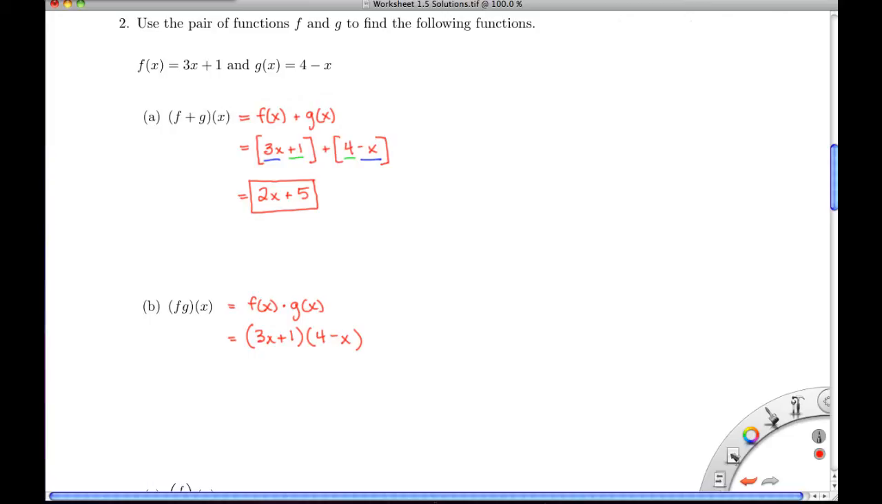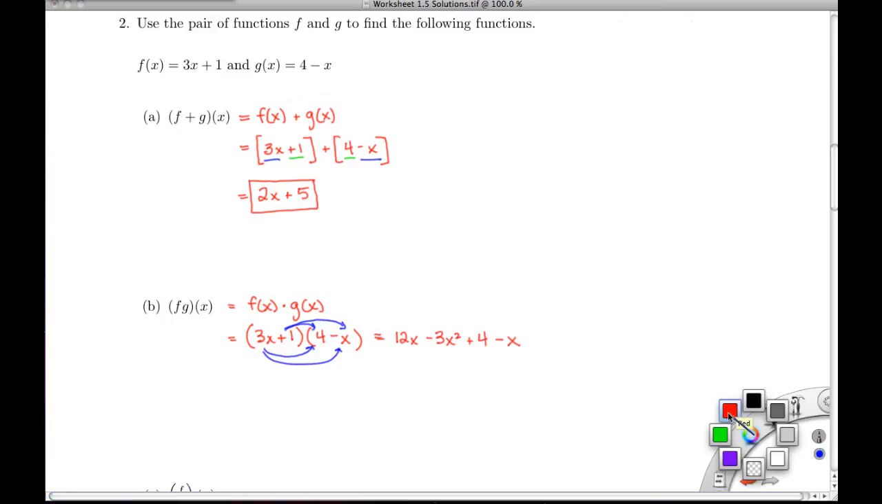Now in this case, we're going to need to multiply out these two terms. So we'll multiply the first terms, 3x times 4, which is going to give us 12x. Then we'll multiply 3x times negative x, which is going to give us negative 3x squared. Then we're going to multiply 1 times 4, which is going to give us positive 4, and then multiply 1 times negative x, which will give us negative x. So again, all that we did here is we multiplied the 3x times the 4, we multiplied the 3x times the negative x, we multiplied the 1 times the 4, and then we multiplied the 1 times the negative x, which gave us this. And we're almost done.